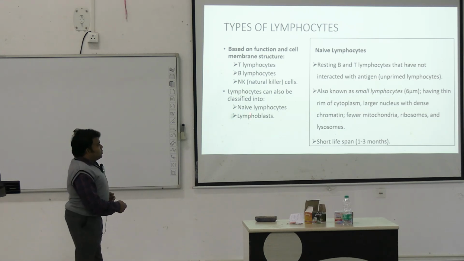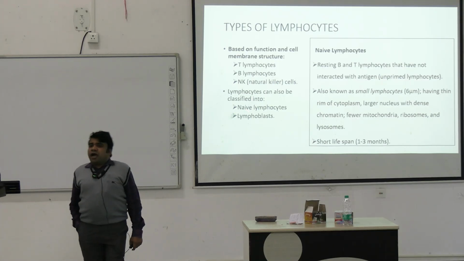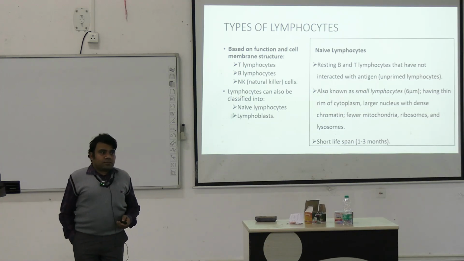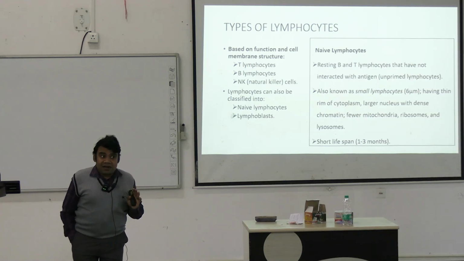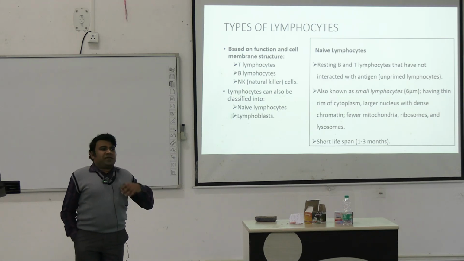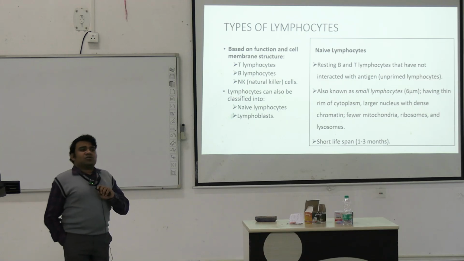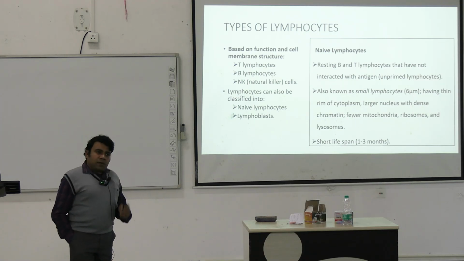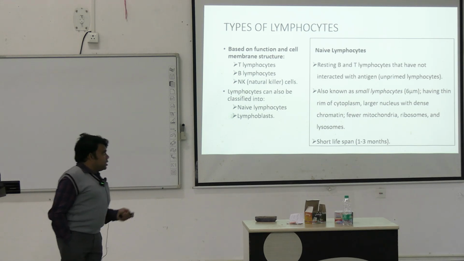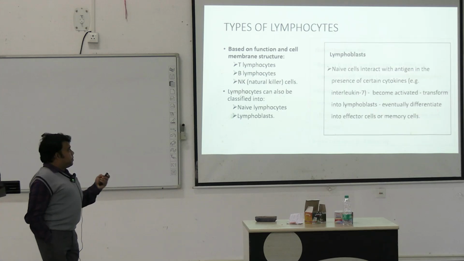Based on the morphology, it can be classified into naive B cells and lymphoblasts. Naive means new, rookie, somebody who has not been exposed. So a naive lymphocyte is one that has not been exposed to any antigen of the microorganisms. Okay, these are also called resting B cells. They are small in shape and they have a very short lifespan.